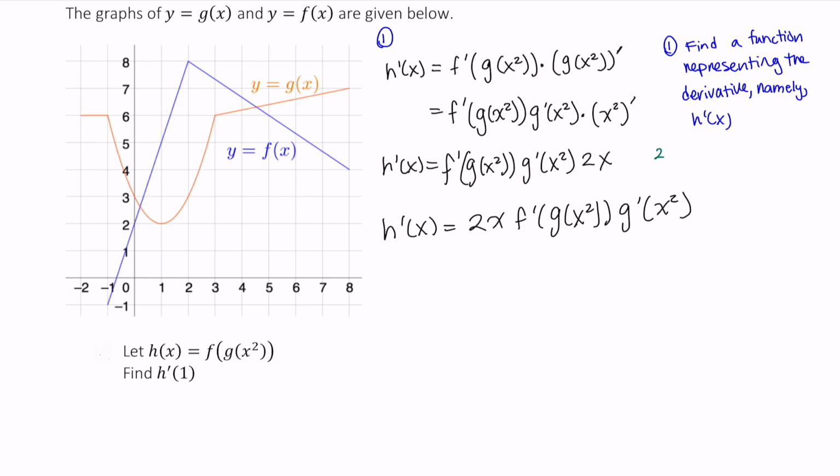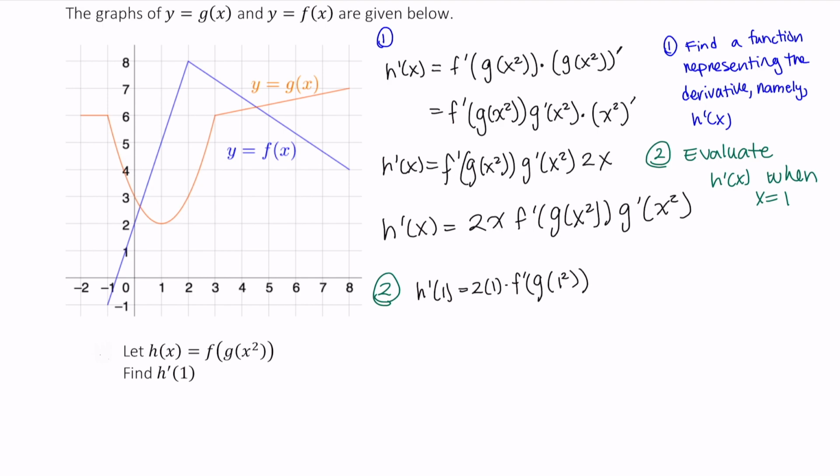So now the second step is evaluate h prime of x, and that's the formula you found in step 1 when x equals 1 in this case. So let's do that here. So h prime of 1 is equal to 2 times 1 times f prime of g of 1 squared times g prime of 1 squared. So h prime of 1 is equal to 2 times f prime. Well, 1 squared is just 1, and g evaluated at 1.